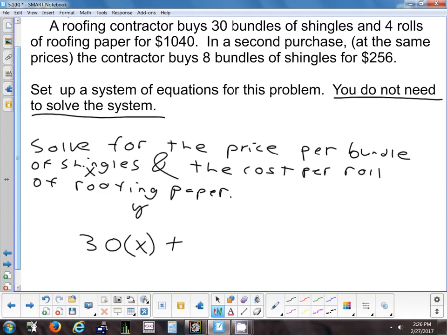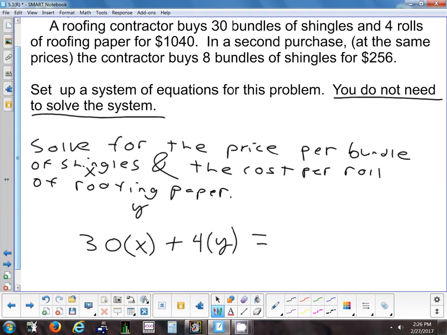Now guys, think about how Mr. Hager just represented the 30 bundles of shingles, right? He put 30X. How do you think he would express the 4 rolls of roofing paper? Anybody think they might know? How he might express, Josh? 4 times Y, right, good. Yeah, because he buys 4 rolls of paper times how much it costs per roll.